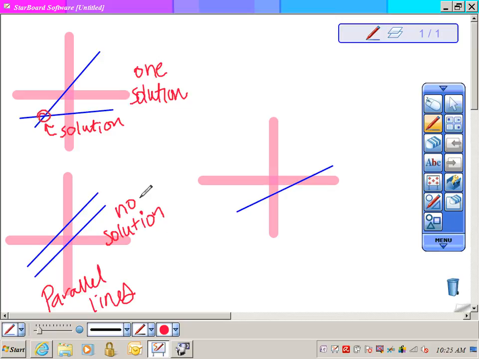And the third type, there's actually 2 lines there. What did we call that? You're close. Coinciding. Okay, these are coinciding lines. How many do they have in common? All of them. So our solution here is going to be all real numbers.